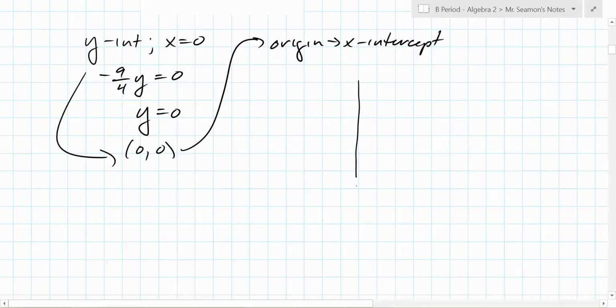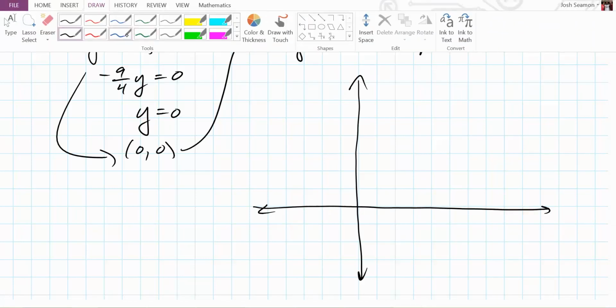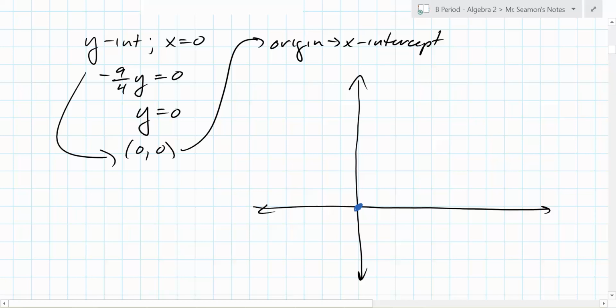So we have 0, 0. So we have this 1 point. But we need another point. There are several options for us. How do we find another point? What's one way we could find another point?